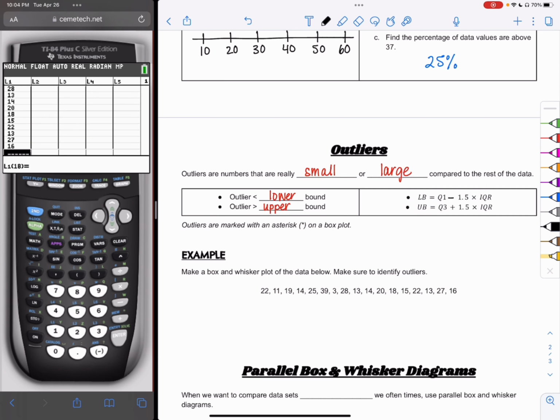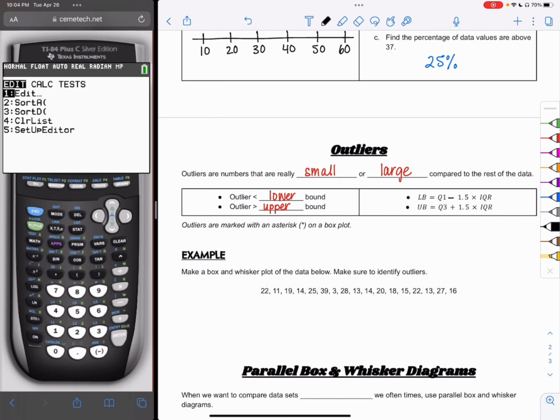All right. So there are all of my numbers. I have 17 numbers in the list, and I'm going to count to make sure I have 17 numbers on my paper. 1, 2, 3, 4, 5, 6, 7, 8, 9, 10, 11, 12, 13, 14, 15, 16, 17. All right. So once I do that, I'm going to go to Stat, go over to Calc, and I'm going to run my one variable statistics.